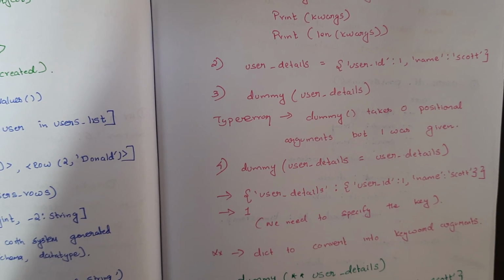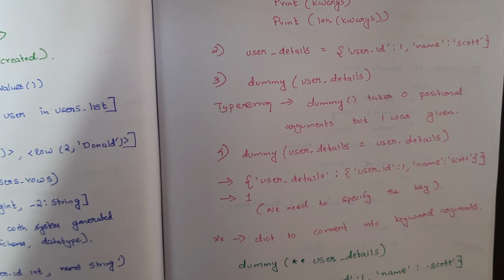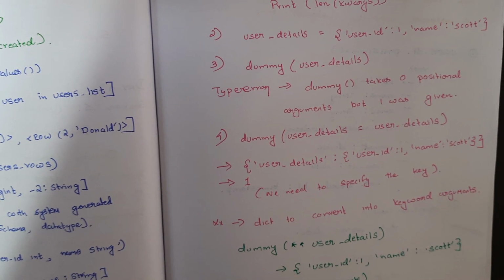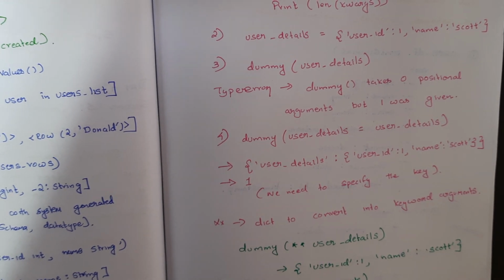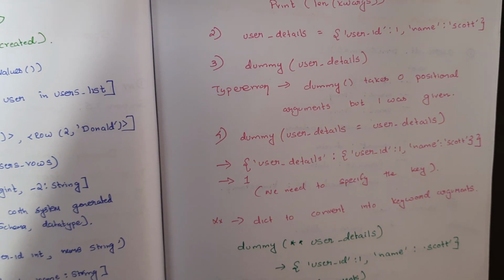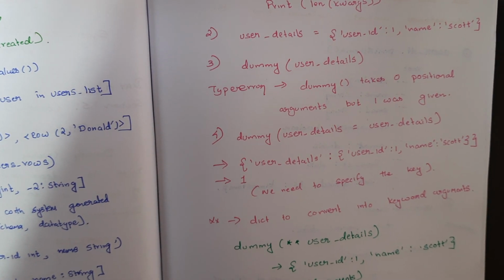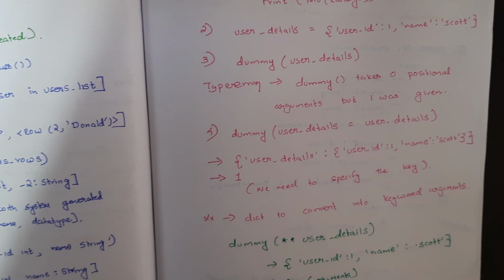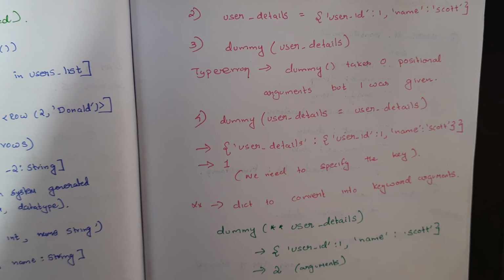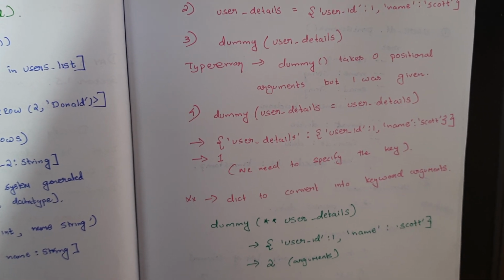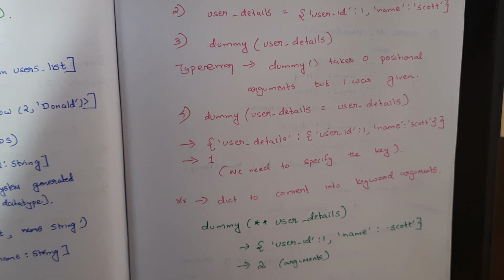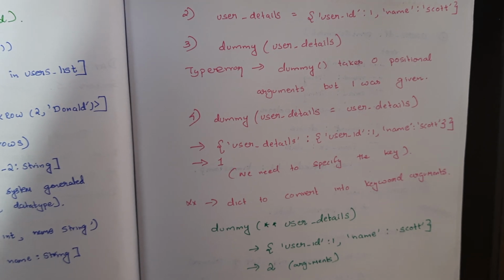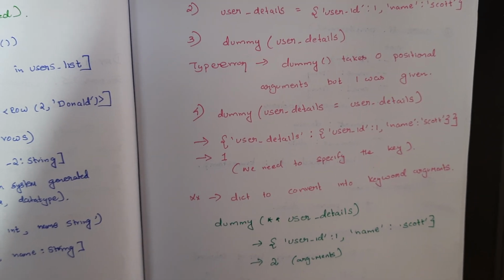Now we'll pass this user_details to the dummy function we created, dummy(user_details). This will give a type error: dummy takes 0 positional arguments but 1 was given. To make this work, we need to give a keyword here: dummy(user_details=user_details), passing in the dictionary we created in the earlier step. Now it is working, but user_details is the key and the value is user_id 1 and name Scott. So the number of arguments here is 1. We need to specify the key to make this work.